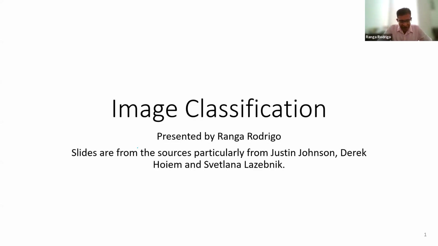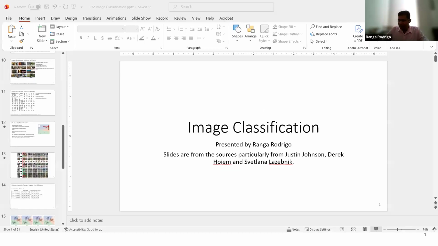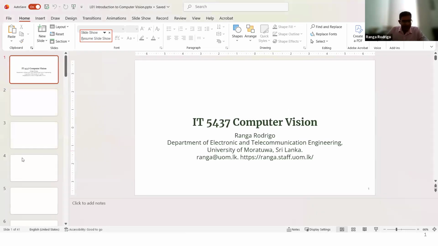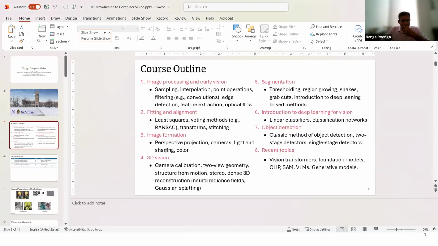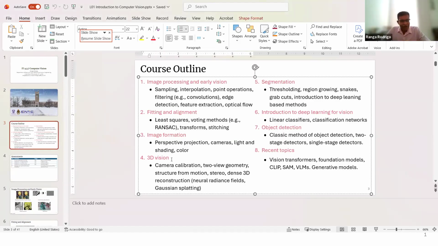Then I had to briefly talk about image segmentation. That is the final topic that we want to discuss this class. So why? We look at the outline that we plan to do. You can see the 3D vision is the one that I completed now.